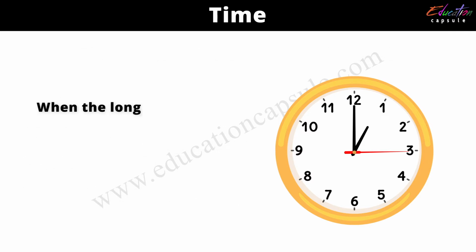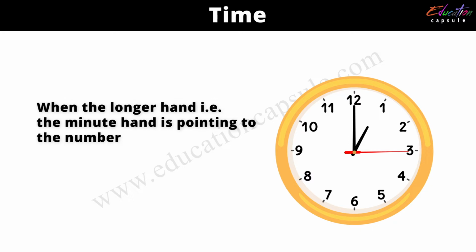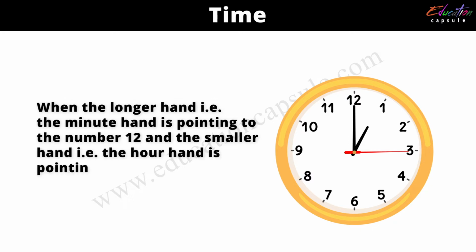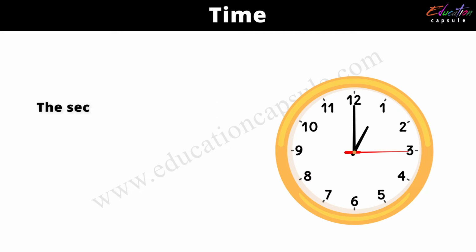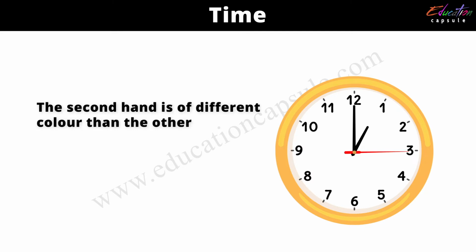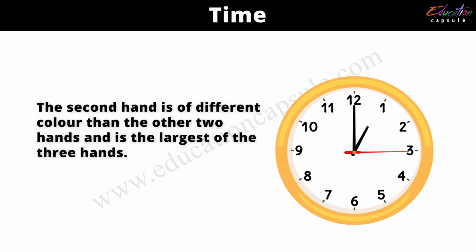When the longer hand, that is the minute hand, is pointing to the number 12 and the smaller hand, that is the hour hand, is pointing to one of the hour numbers, we call this o'clock. The second hand is of different color than the other two hands and is the largest of the three hands as shown below.